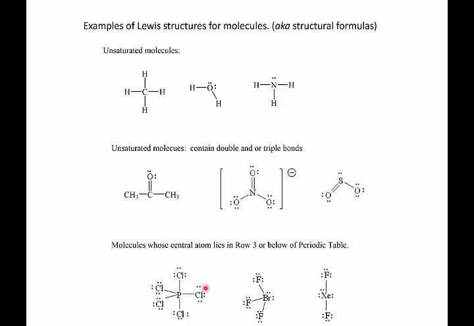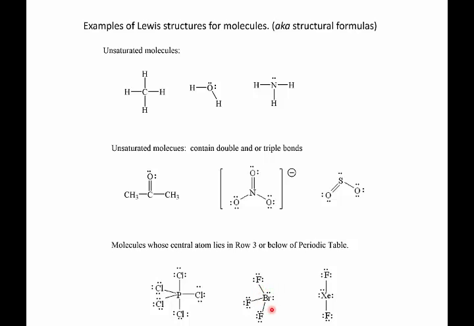Down here are examples of molecules in which the central atom is row 3 or below. Remember, if it's in row 3 or below, they can have more than 8 valence electrons. This is phosphorus pentachloride. It's got 5 bonds, or a total of 10 electrons in its valence shell.